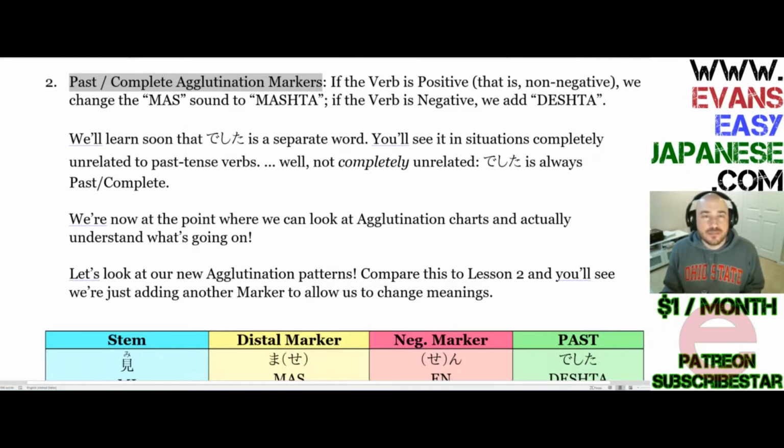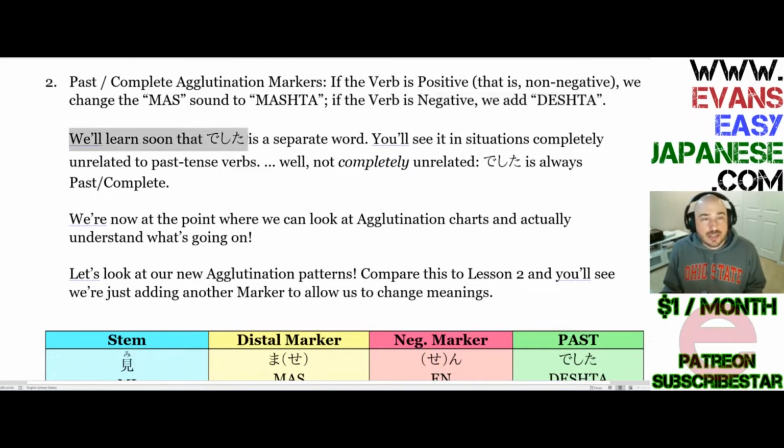Yeah, okay. Well, past and complete agglutination markers for distal verbs. If the verb is positive, that means it's non-negative, we change the mas to mashta, so that s sound turns into a sh sound, and we add ta. Okay, so it's just mashta. We've already experienced this because I went on too far before explaining this. And if the verb is negative, we add deshta. So we will have the masen followed by deshta. Remember, the masen makes it negative.